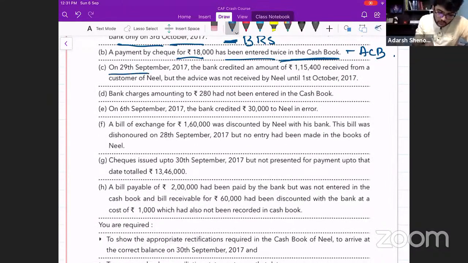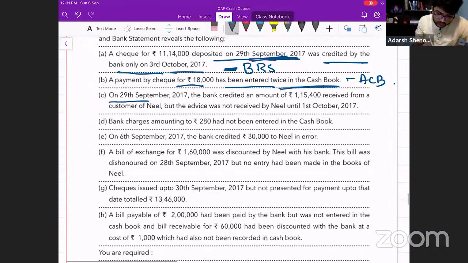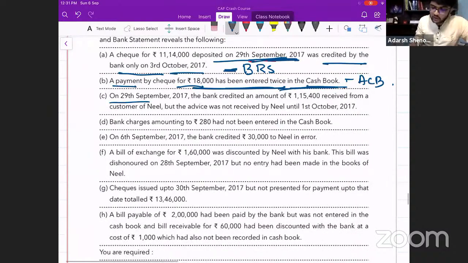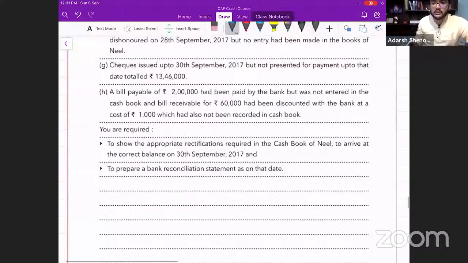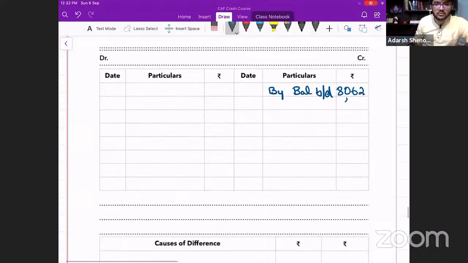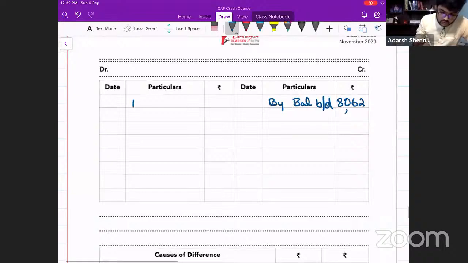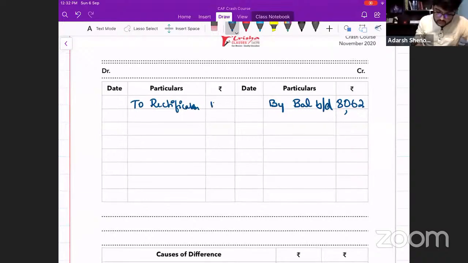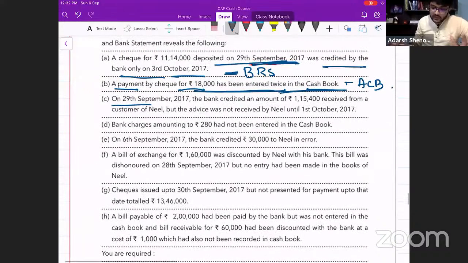Now, this point should be, not this, B point, right? Okay, B point, should we record this? Yes, we should record this. On which side should we record this? Debit side, we have to record it. To rectification. How much is the amount to rectification? 18,000. Is everyone comfortable understanding what I'm doing over here?